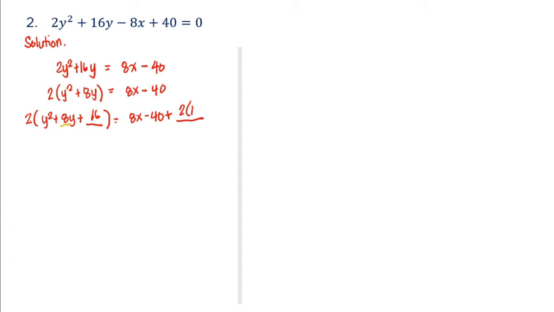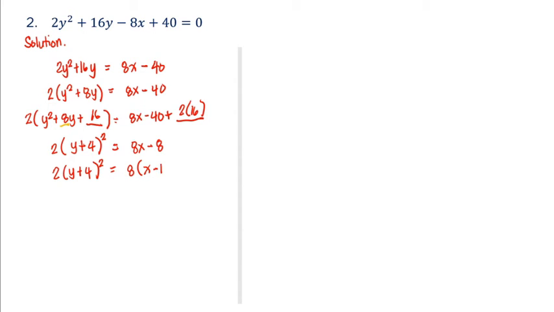Okay? So from that, we will now have the factored form nito, that is 2 times y plus, after dividing by 2 kang 8, ang answer is 4. So you have y plus 4 squared equal to 8x, negative 40 plus 32 is negative 8. There. Next, we will factor out 8, kagaya kanina. So, we will now have 2 times y plus 4 squared equal to 8 times x na lang, negative 8 divided by 8, that is negative 1.